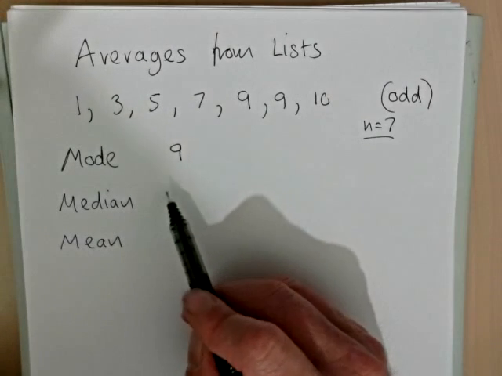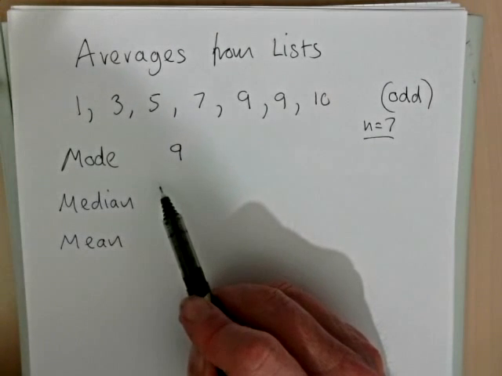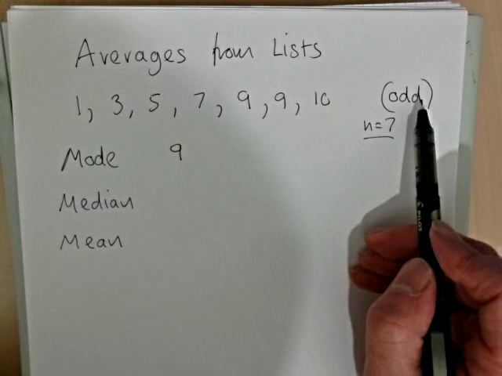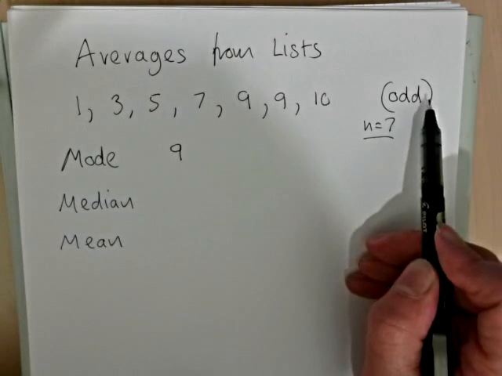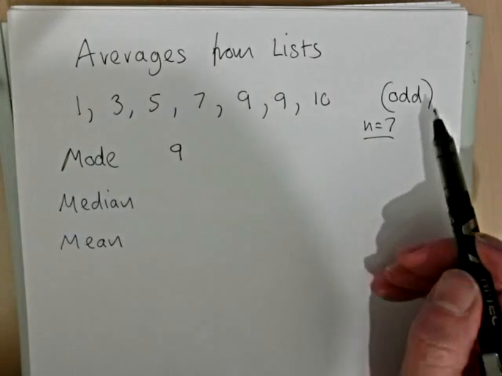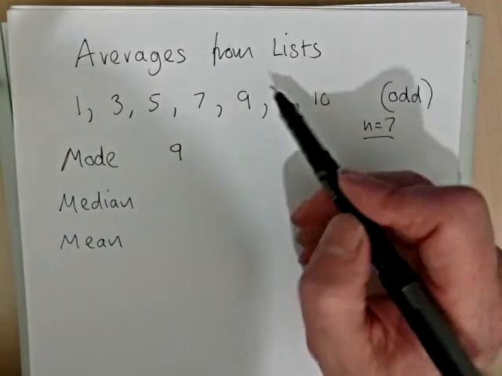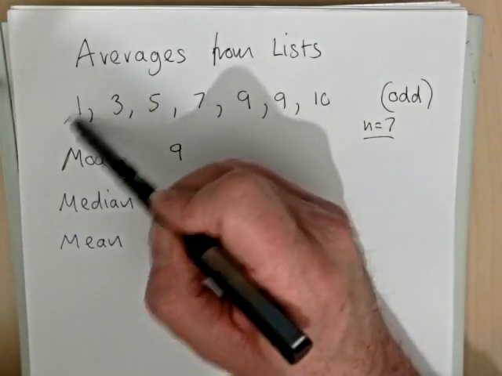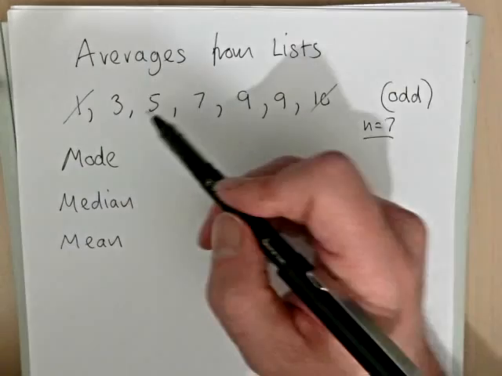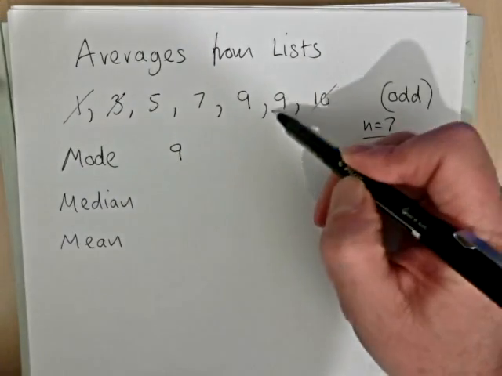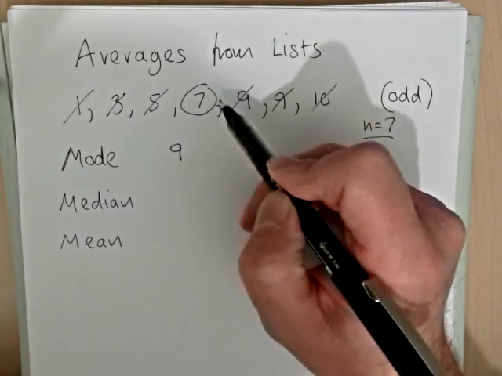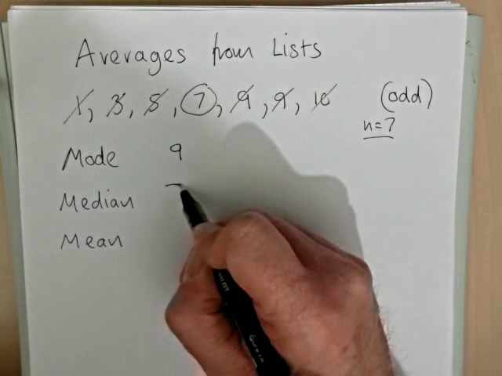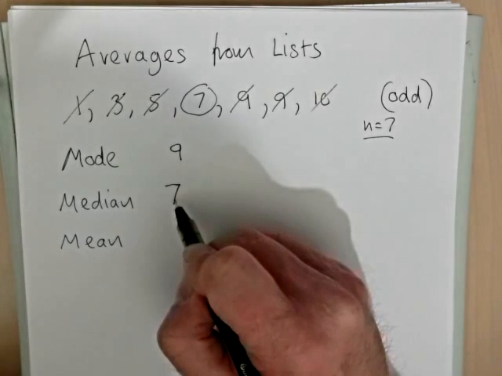Now the median is the middle number in the list. If you have a list of odd numbers, there will always be a middle number. There's a number of ways you can do this. The simplest way, without using any formulas, if the list isn't too long, is to just cross your numbers off one at a time at each end. And eventually, you will establish the number in the middle. So the median value is 7.